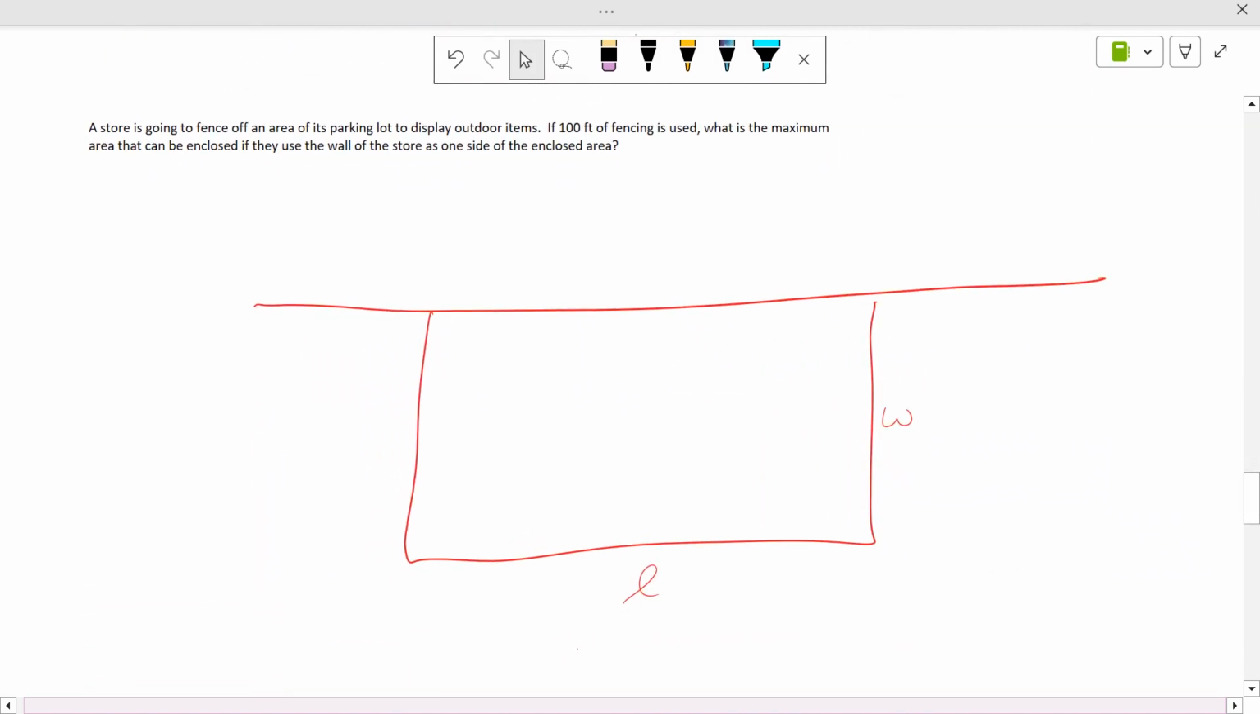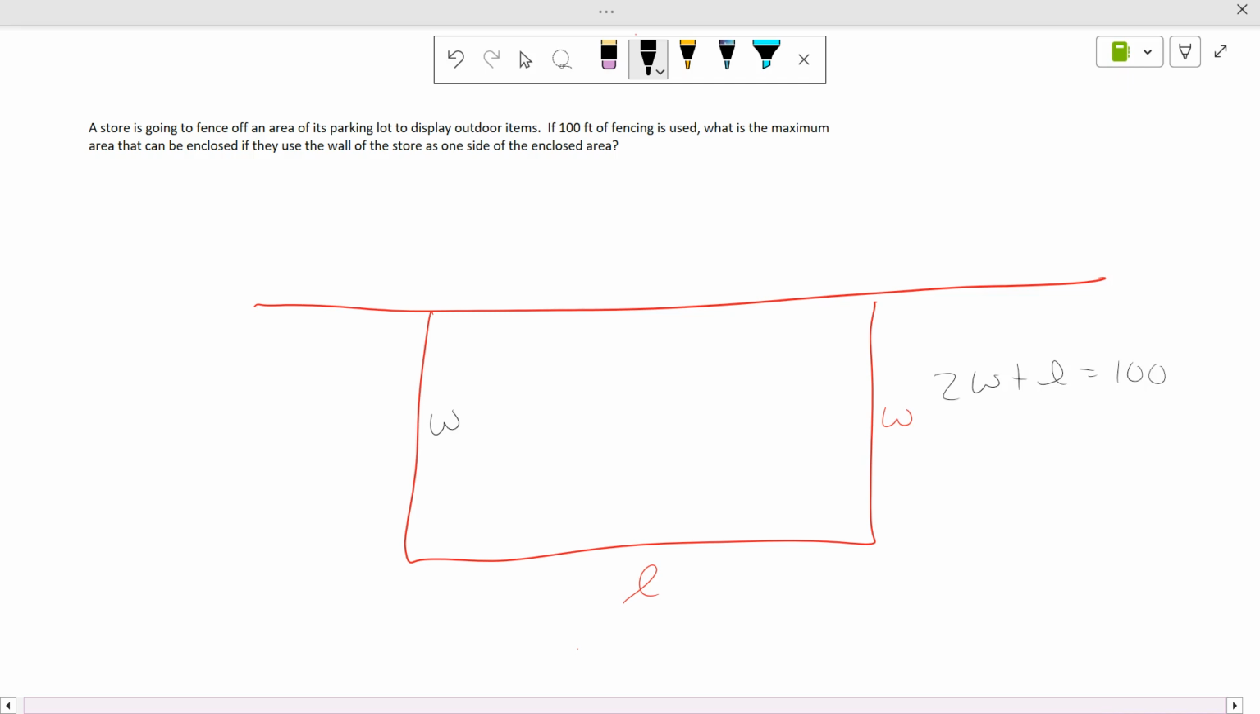Okay, another one. A store is going to fence off an area of the parking lot to display outdoor items. If they want to use 100 feet of fencing, what's the maximum area enclosed if they're going to use the wall of the store as one of the sides, so then they don't have to fence that side? So they got 100 feet of fencing. How many W's do I have? 2 W's and 1 L. So W plus 2W plus L equals 100, right?